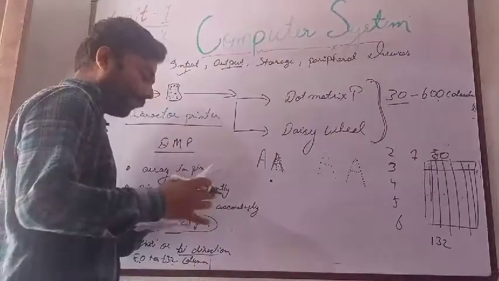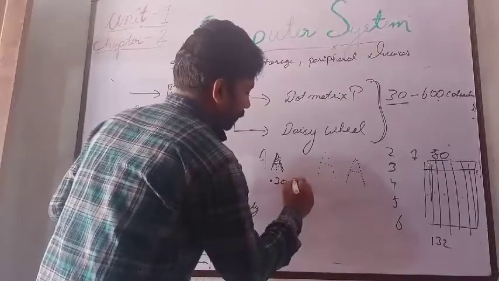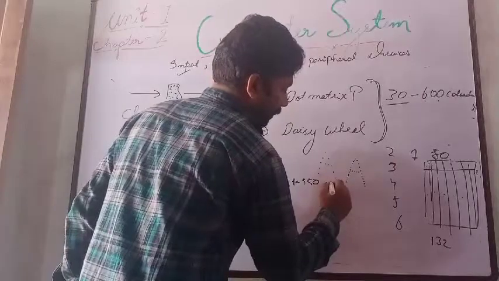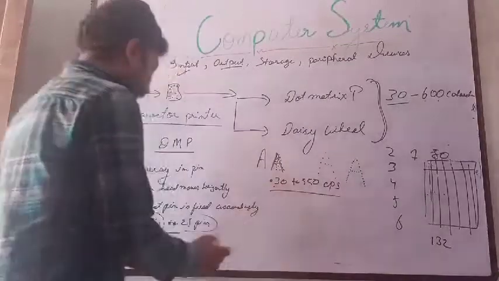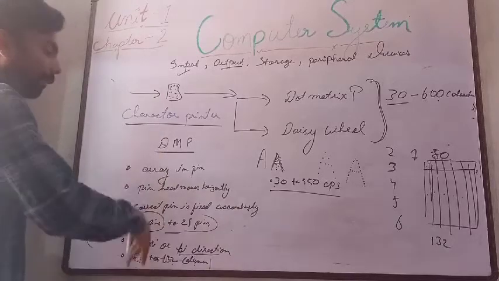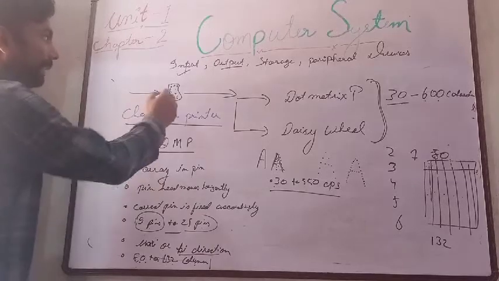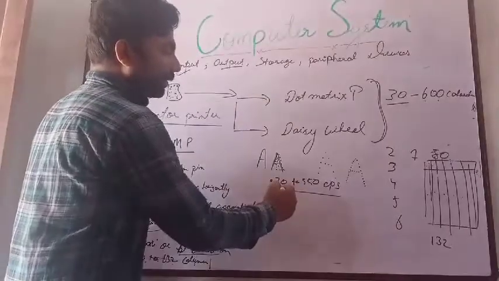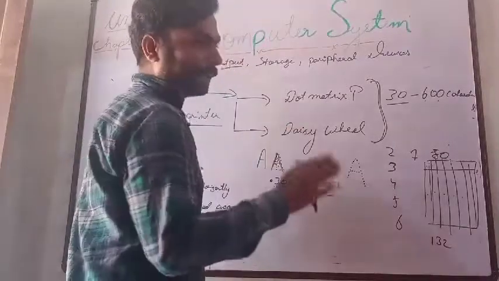Then after, 30 to 550 characters per second, CPS, character per second. It shows the speed, the number of characters on the page that can be performed while printing. And this shows the number of pins the head is having in the dot matrix printer. So you understood? This is the speed of that printer: 30 to 150 characters per second can be printed.